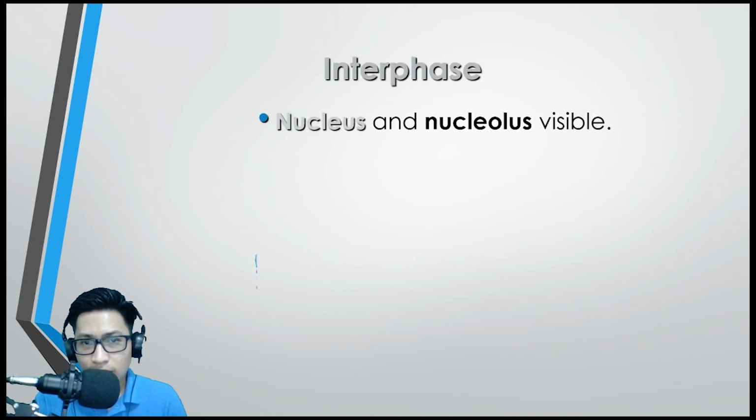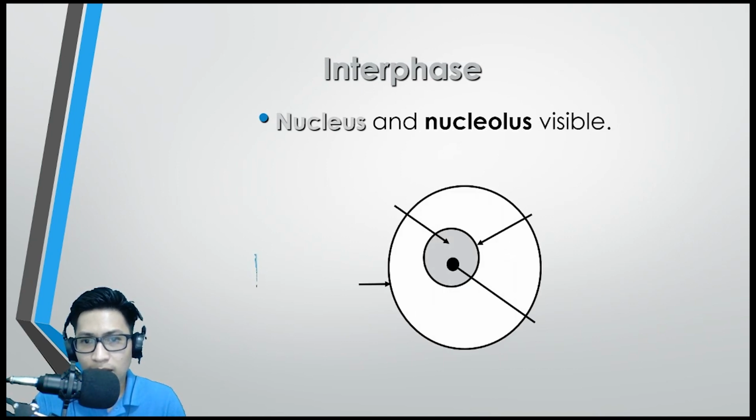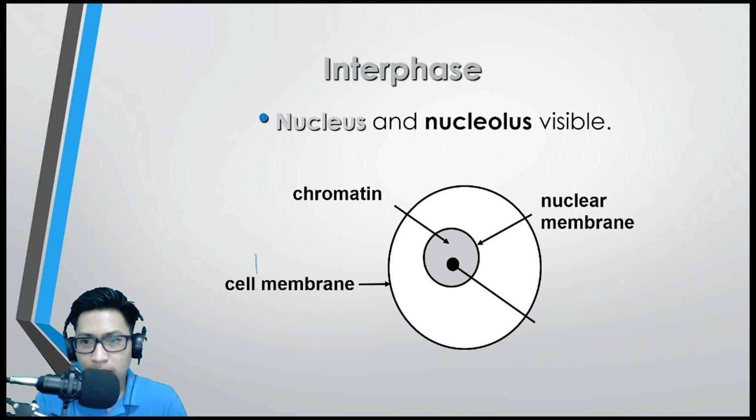Also, in interphase, the nucleus and the nucleolus are still visible. We also have the chromatin. The chromatin are still chromatin; they have not yet condensed into chromosomes. We have the cell membrane. The nuclear membrane is still visible, and the nucleolus is still visible.